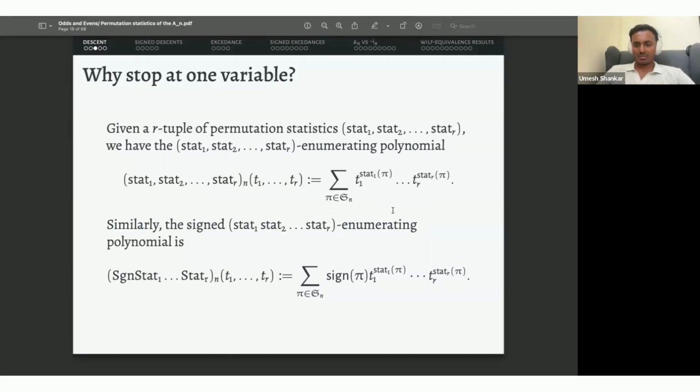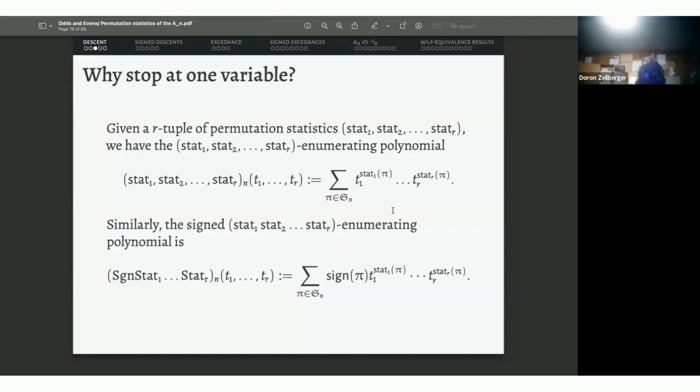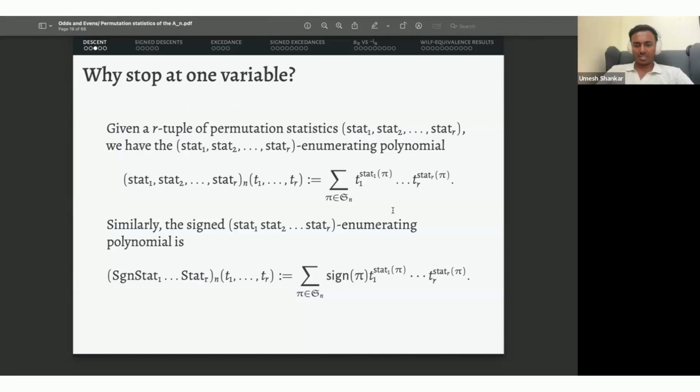If we have r statistics, stat_1 to stat_r, then we can define the stat_1 to stat_r enumerating polynomial as the sum over pi belonging to S_n of t_1 to the power stat_1 of pi, t_2 to the power stat_2 of pi, and so on up till t_r to the power stat_r of pi. Similarly, we can also look at a signed variant of this, where we will additionally have a sign factor in the summation.